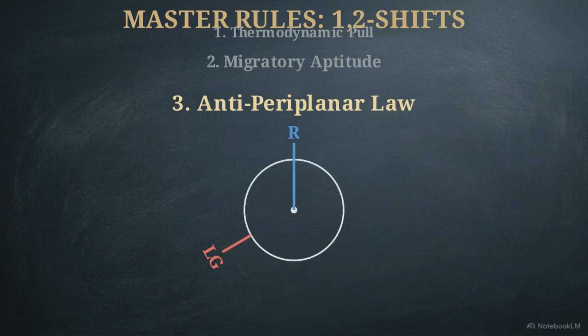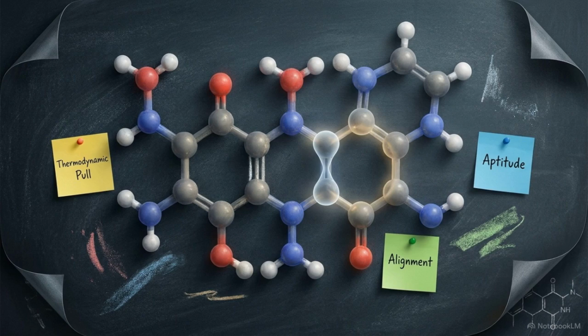Third is the anti-periplanar law. In rigid frameworks, proper 180-degree orbital alignment is the mandatory physical requirement for a migration to occur. By strictly applying these three mechanical laws, you can accurately track the movement of electrons and determine the specific connectivity of the final rearranged product.